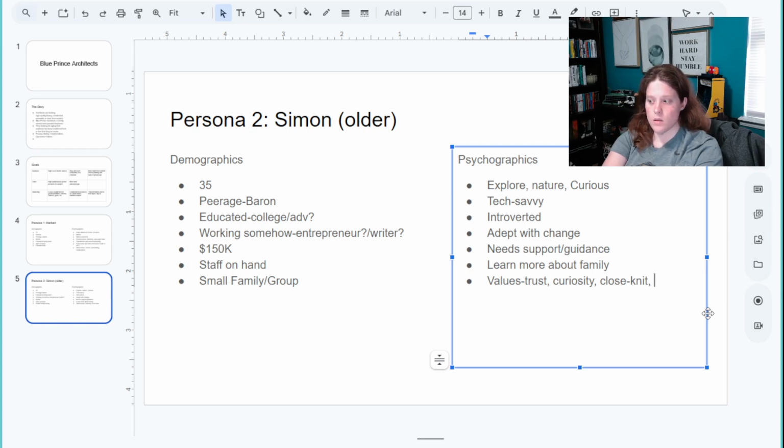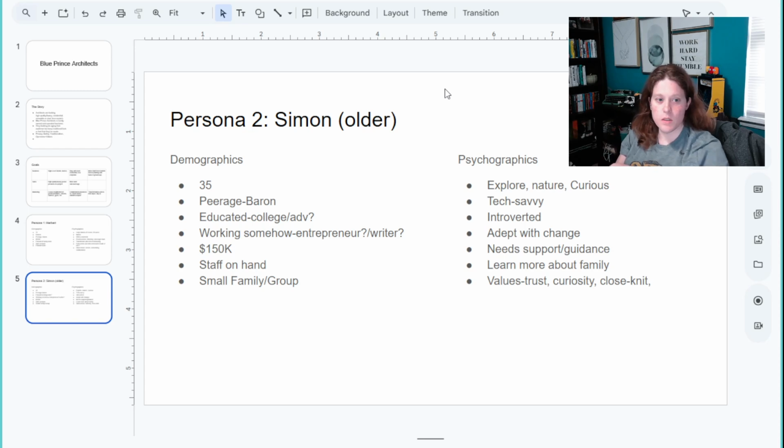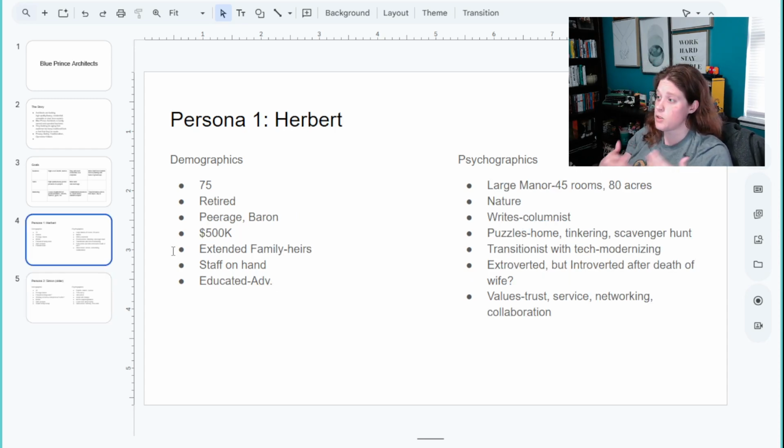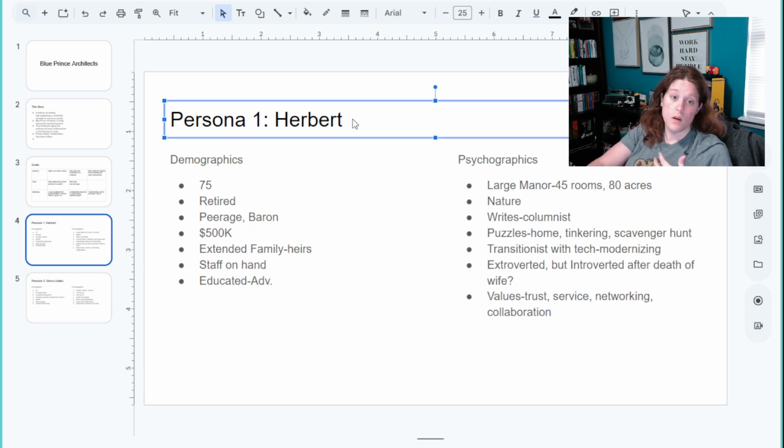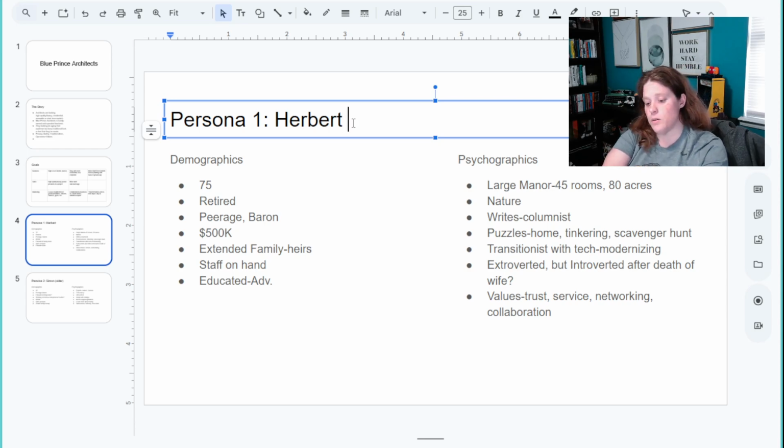Okay, let's recap a little bit. Basically, from these two personas, we're trying to figure out how we are going to eventually talk to these people. How are we going to identify our ideal personas whenever we're out looking for a client or an audience member? We would maybe start with Herbert, and we can mark that.